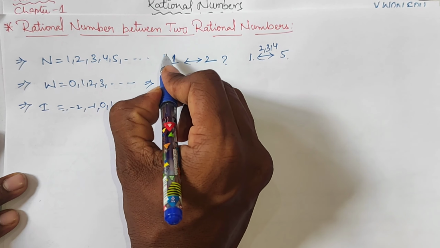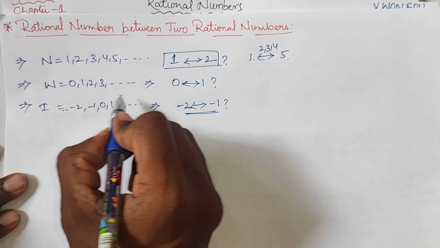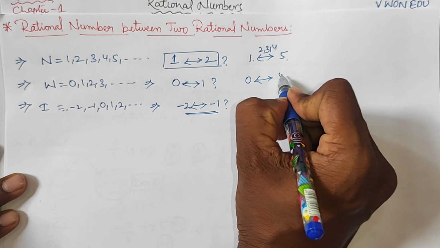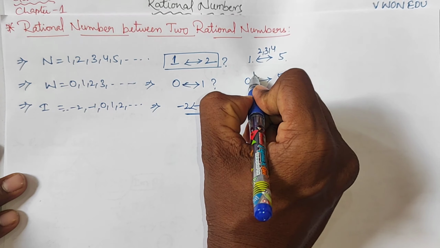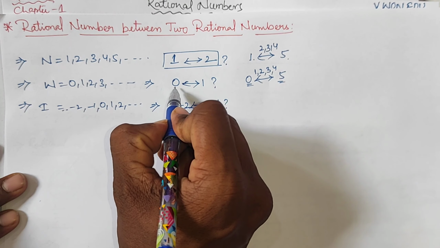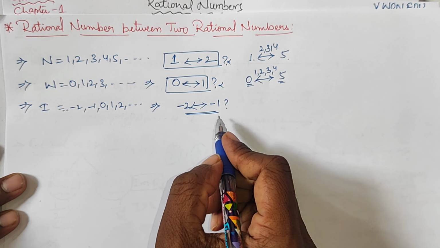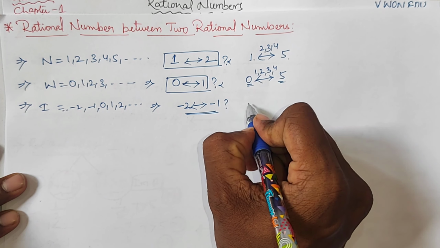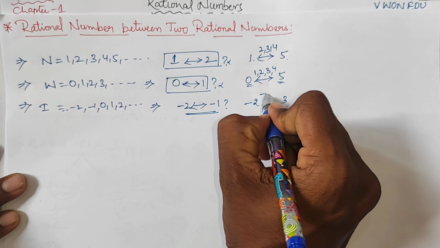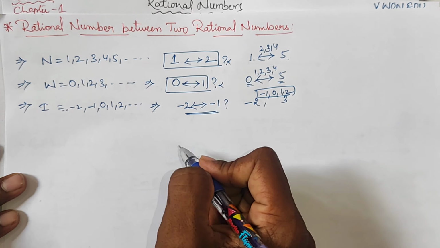Now what will you say about 1 and 2? Between 1 and 2 is any natural number possible? No. Now the second case, whole numbers between 0 and 5. Yes, because 1, 2, 3, 4 are the whole numbers between 0 and 5. Now between 0 and 1 is any whole number possible? No. Next, integers between minus 2 and 3: minus 1, 0, 1, 2 are the integers between them.